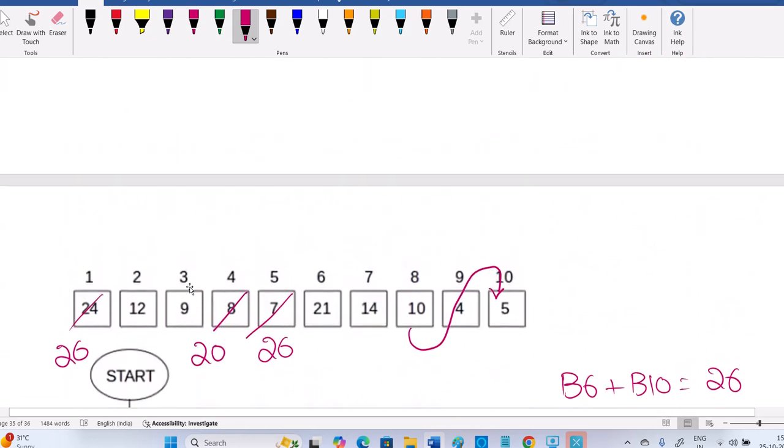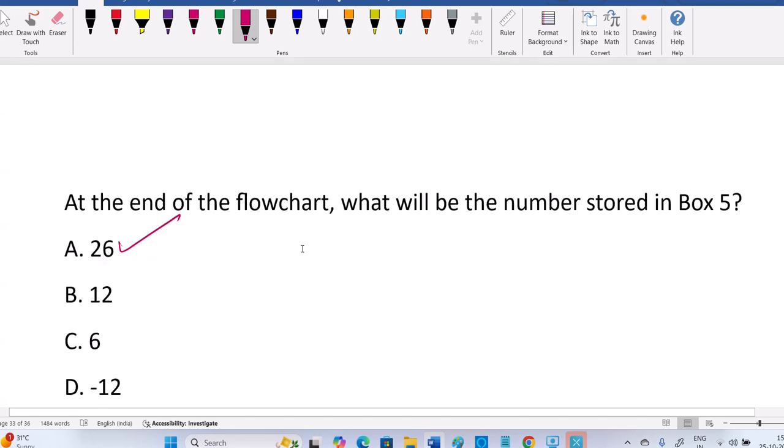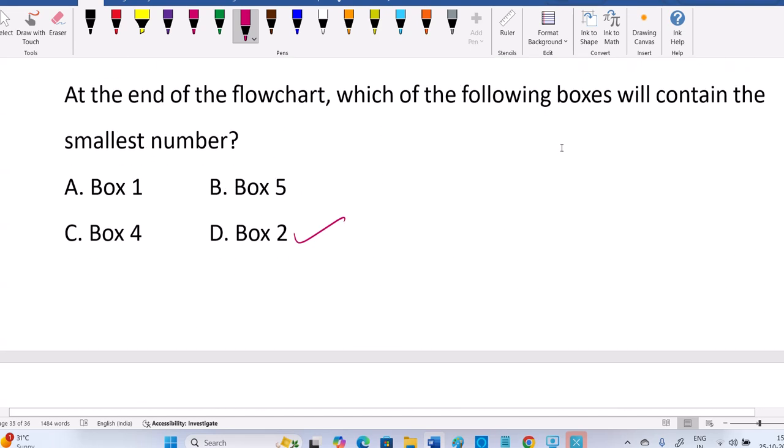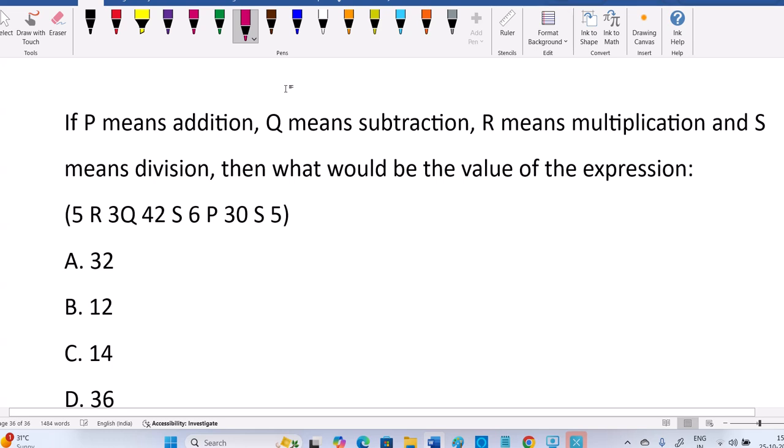So 1 will be updated, 4 and 5 updated, 2 not updated. Remaining all are more than 20. Yeah, I agree. Among all, the lowest is box 9. Okay, but here among the options, at the end of the flowchart, which of the following boxes will contain the smallest number? Now, what about this question?